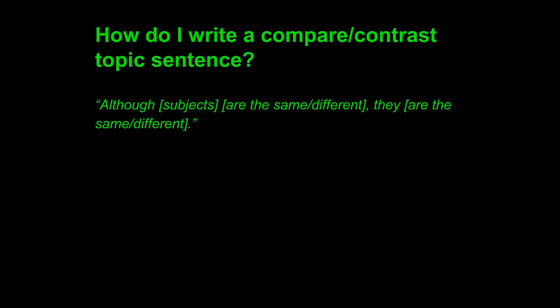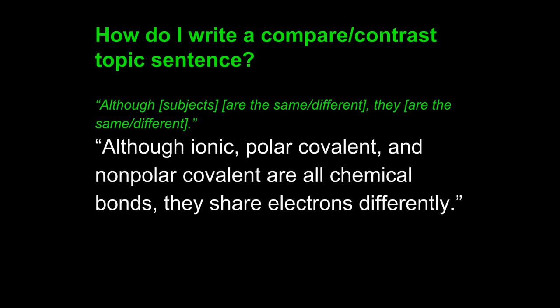So let's go back to the compare-contrast topic sentence and the formula. We know what our subjects are, and we know this student wants to focus on a difference. So in the first section, "although subjects are the same, different," state the subjects and state the similarity or difference that is not part of your focus. Then, in the second half of the sentence, "they are the same or different," state the similarity or difference that is the focus. Still confused? I understand. Here's your example.